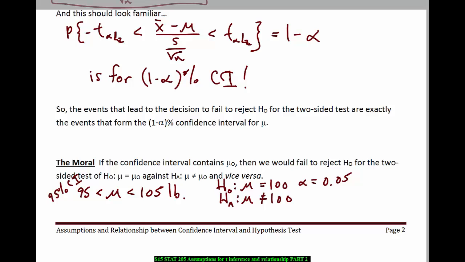then I already know that 100 is in this range of values. 100 is between 95 and 105. It is a possible value for my parameter mu. So my null hypothesis that mu equals 100 might actually be true, according to my confidence interval. So I already know that my p-value is going to lead to the conclusion to fail to reject the null hypothesis. So that is the moral to the story that we are discussing in this set of lecture notes.